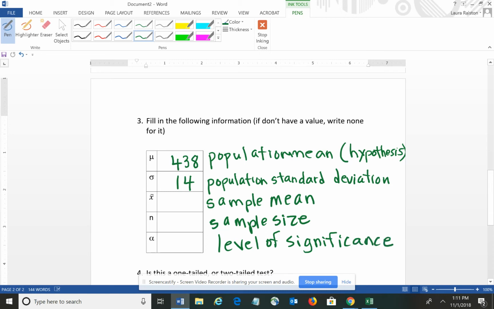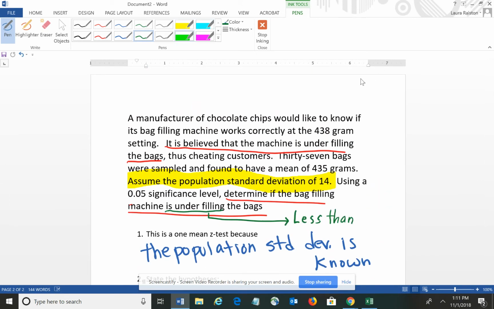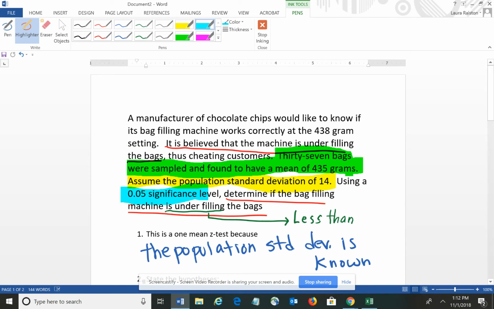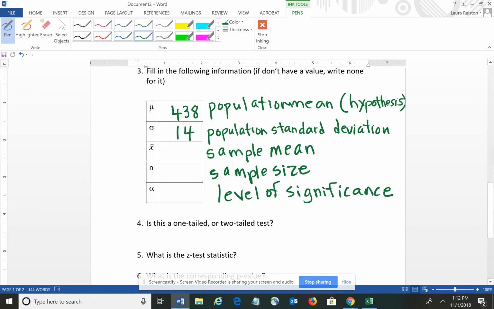So let me go back up here to the problem and see if we can find it. It says 37 bags were sampled and found to have a mean of 435 grams. And then it tells us to use a 0.05 level of significance. So again, all of that information is in the problem. So back down to my table. My sample mean was 435. My sample size was 37, and alpha is 0.05.